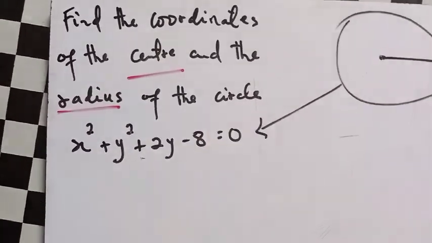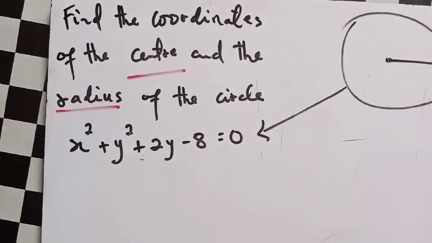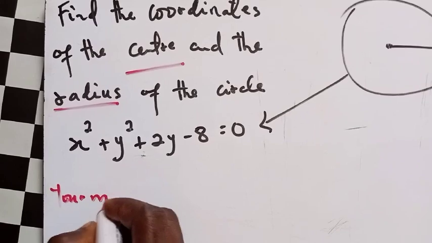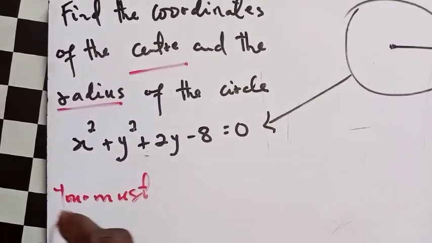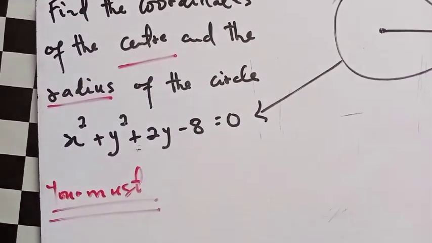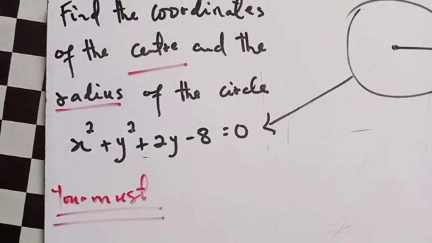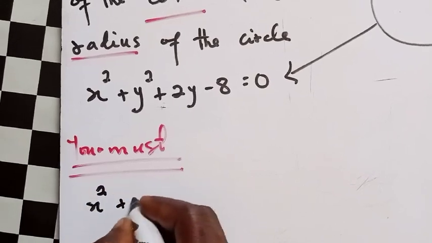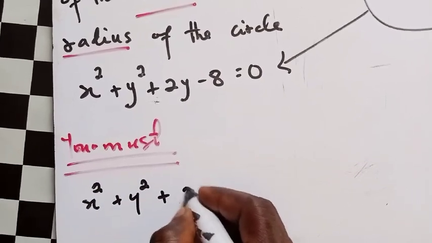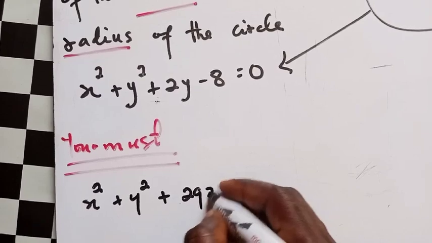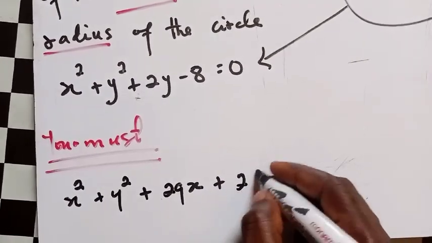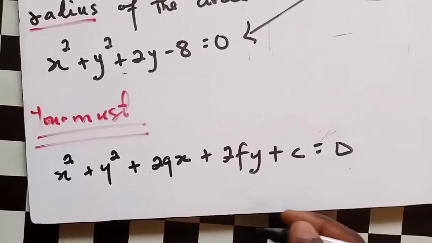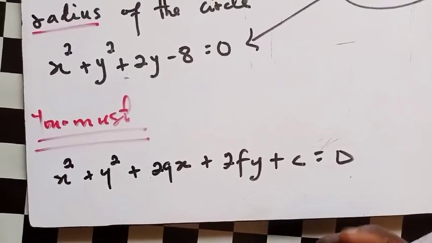Now you must know one thing. You must know, it is an obligation, the general equation of a circle. That says x squared plus y squared plus 2gx plus 2fy plus c, everything equal to 0. You must know this, that this is the general form of the equation.